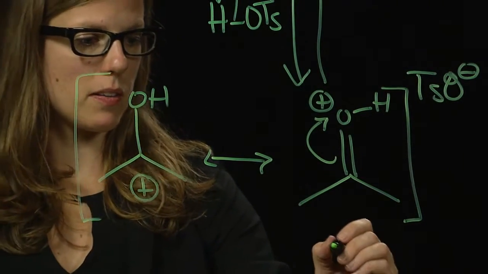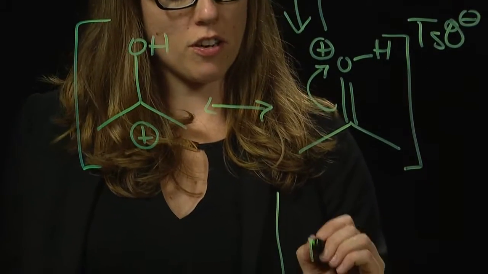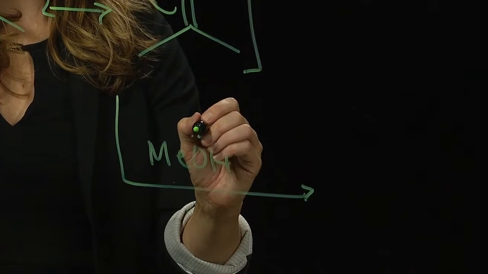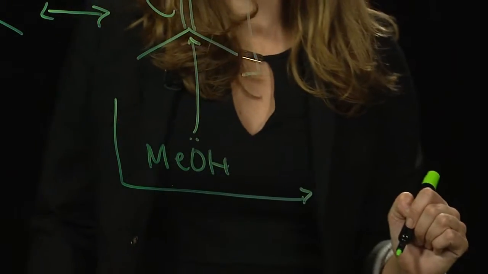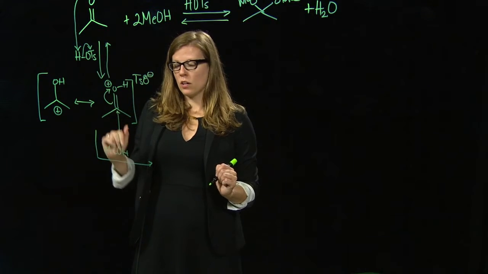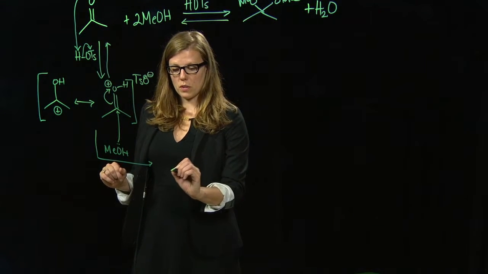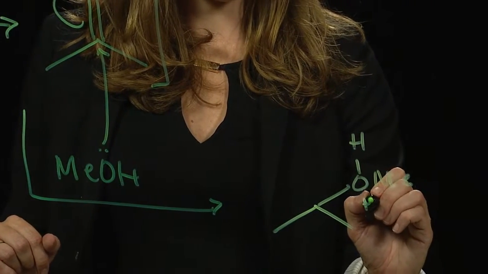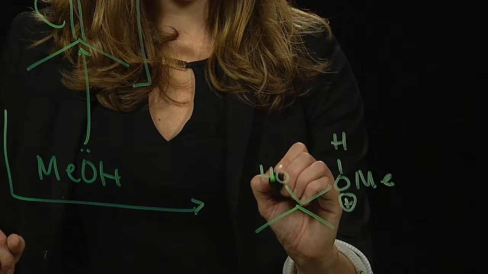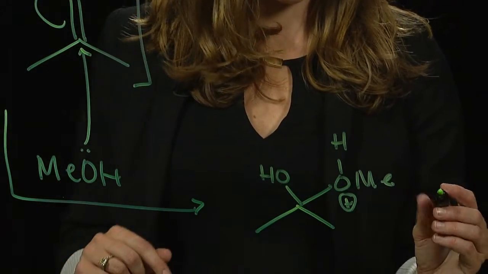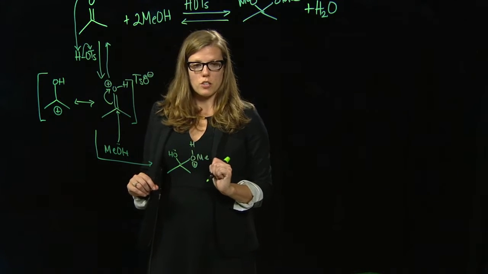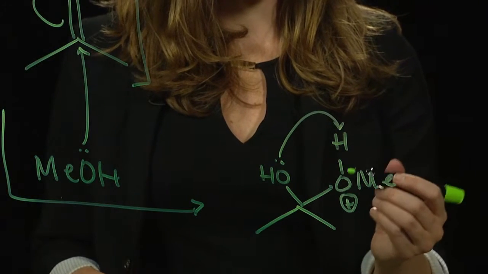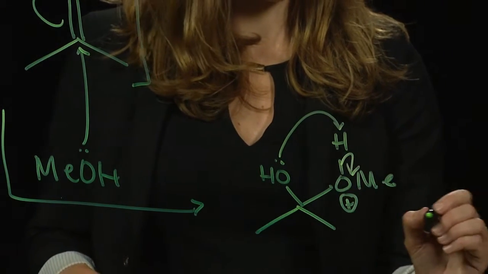The next step of the mechanism involves addition of methanol to the protonated carbonyl. So the electrons of methanol can attack the carbon atom. We can use either resonance structure to do this. So we then have the oxygen that came from the methanol, positively charged, and we have an OH also attached to the carbon. We can then do the proton shuffle, transferring the proton from one oxygen to the other.